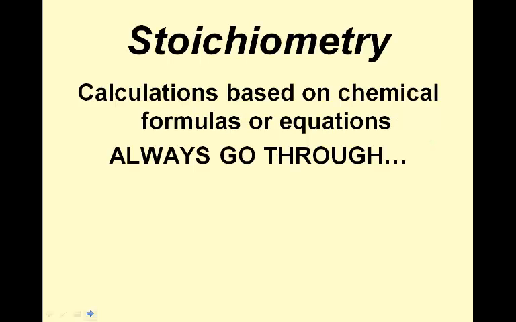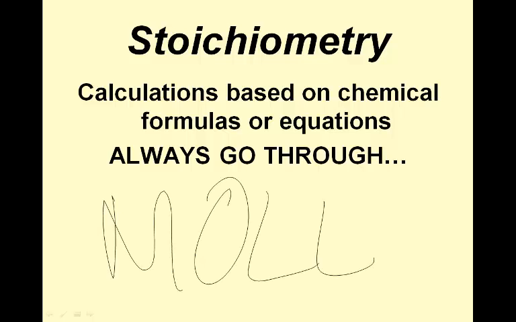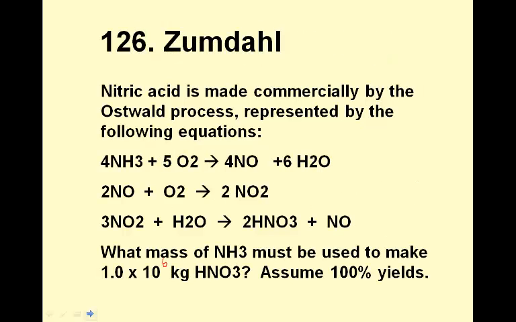I'm trying to hurry up because I've got stoich stuff that's longer. Calculations based on chemical formulas or equations always go through mole. So number 126 in your book, if you don't write it down, it's here. Nitric acid made commercially by the Ostwald process, represented by the following equations. What mass of NH3 must be used to make 1 times 10 to the 6th kilograms of HNO3?